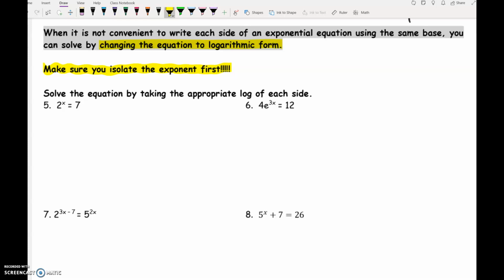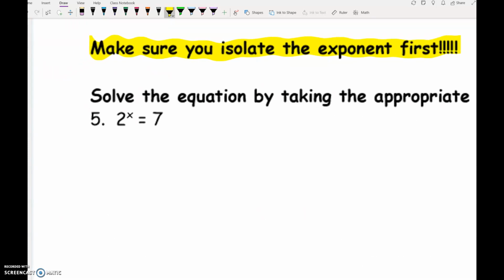So first thing we need to do is make sure that this 2 to the x is by itself. So if there was anything added or subtracted after it or multiplied in front of it, we need to get rid of that first. Once the exponent is isolated, we need to change forms. So this is exponential form. We need to go woo and change it to log form. So log base 2 of 7 equals x.